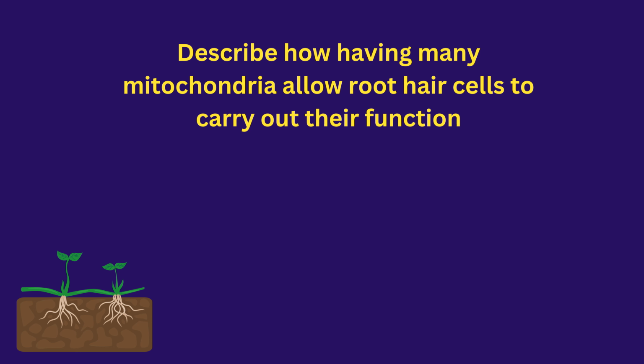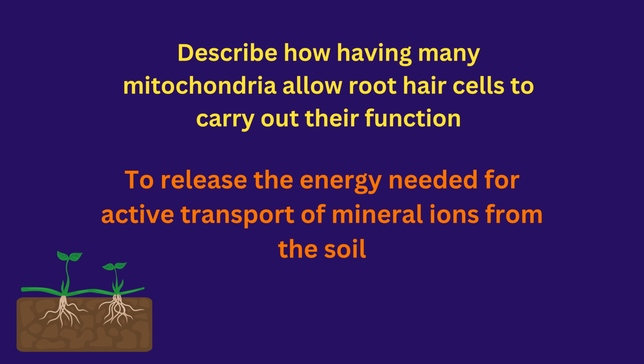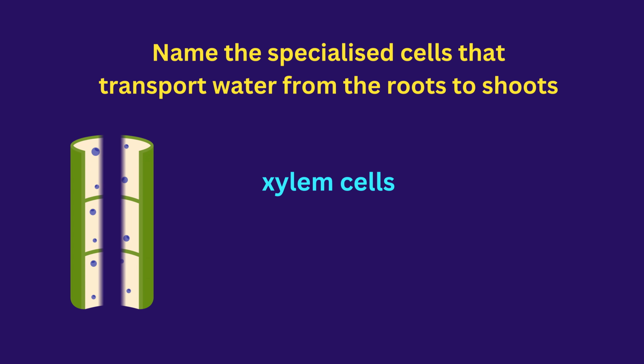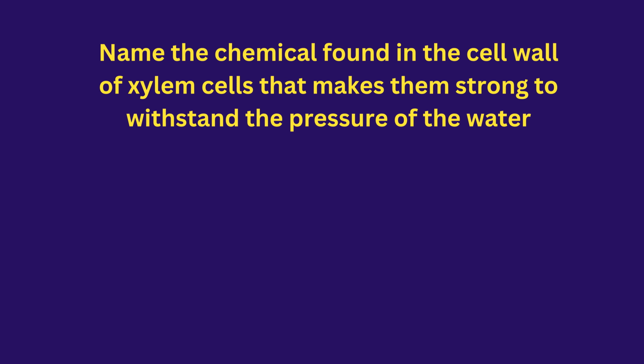Describe how having many mitochondria allow root hair cells to carry out their function. Very good. To release the energy needed for active transport of mineral ions from the soil. Name the specialized cell that transport water from the roots to the shoots. Very good. These are xylem cells. Name the chemical found in the cell wall of xylem cells that makes them strong to withstand the pressure of the water. Lignin. Very good.